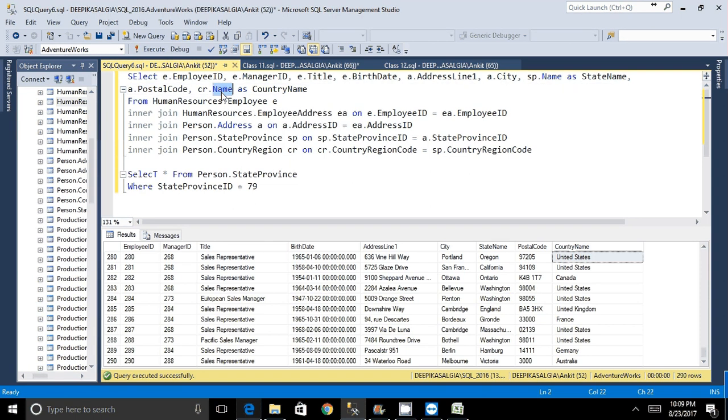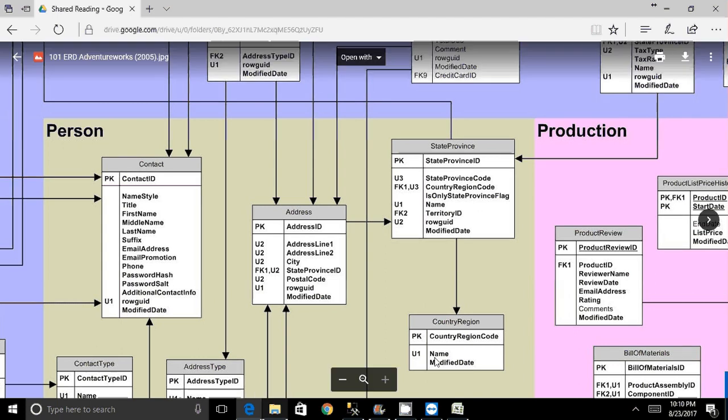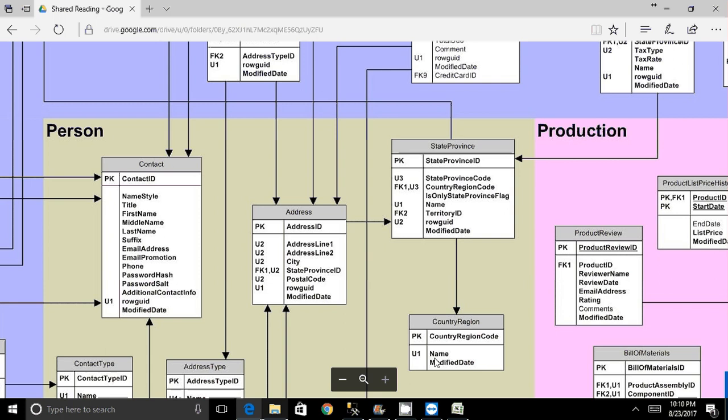The name column is in two tables, in the state province and the country region as well. So let's go and look in here. Do you have the name column in here? Do you have the name column in here? Yes. So the column name can be the same in different tables.